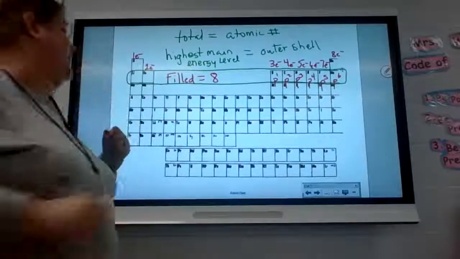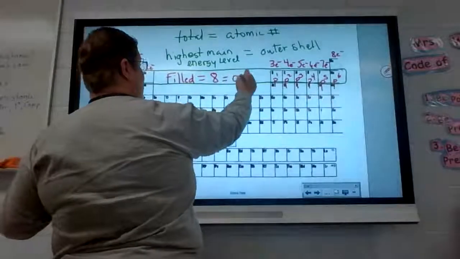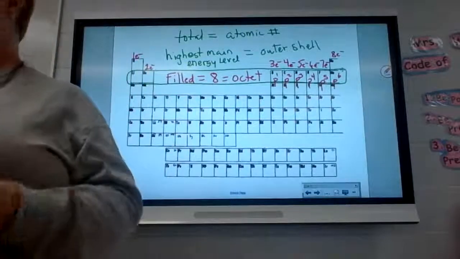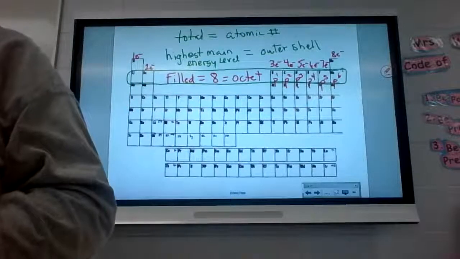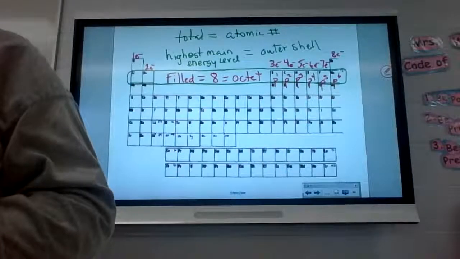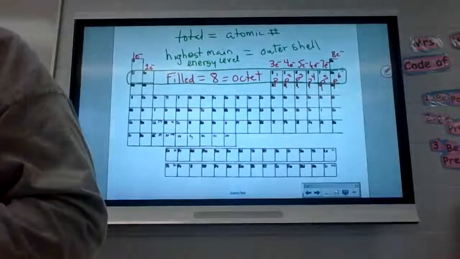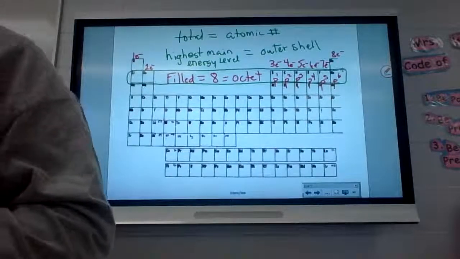Filled is the same as saying octet, O-C-T-E-T. Filled and octet mean the same. So it doesn't matter the sub-level, because it's always going to be P. Filled is always going to be P. It's always going to be the octet. It's going to be the noble gas. Okay? You with me?